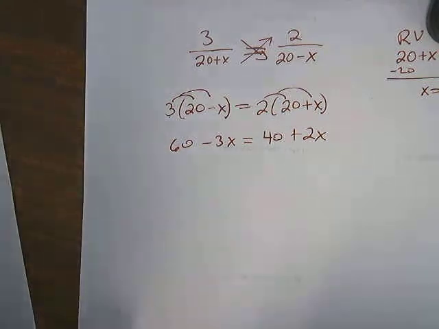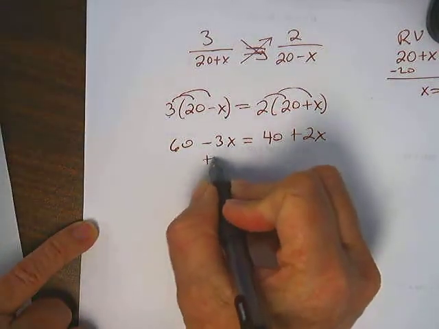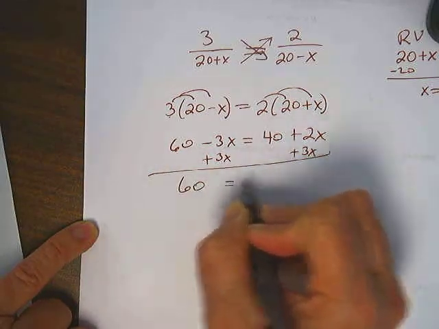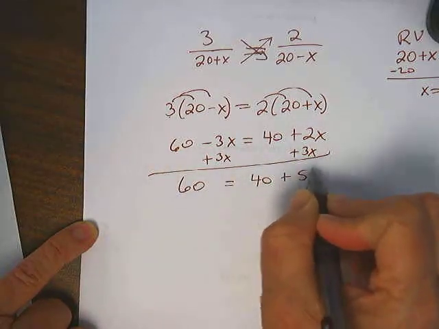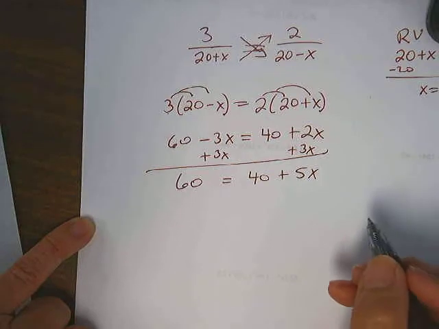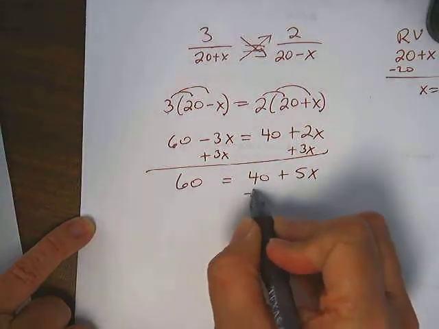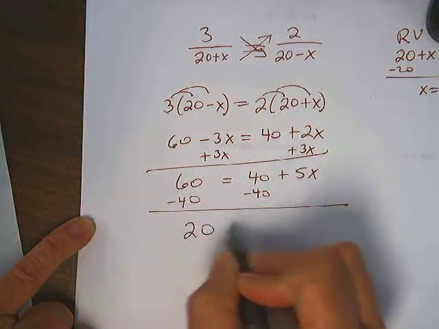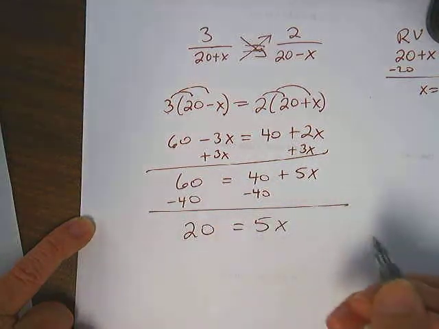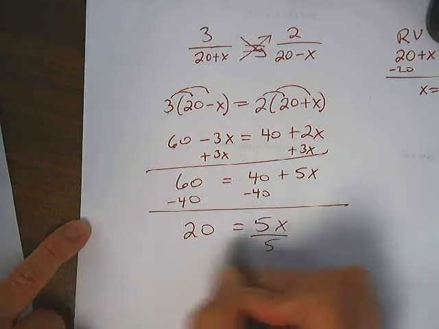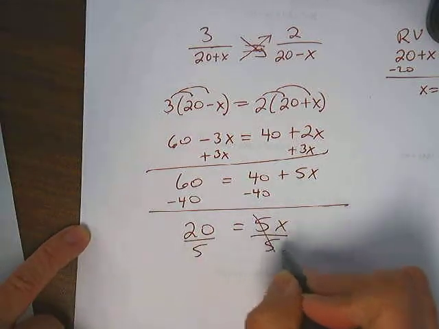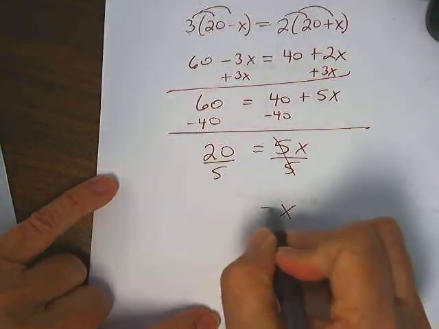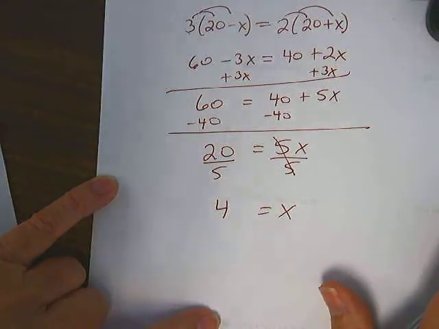Okay, so let's get our x's on the same side. And I'm going to add the 3x. So now we have 60 is equal to 40 plus 5x. Okay, and let's subtract the 40 to move that over. So we have 20 is equal to 5x. Divide both sides by 5. Okay, there we go. We get x is equal to 4.